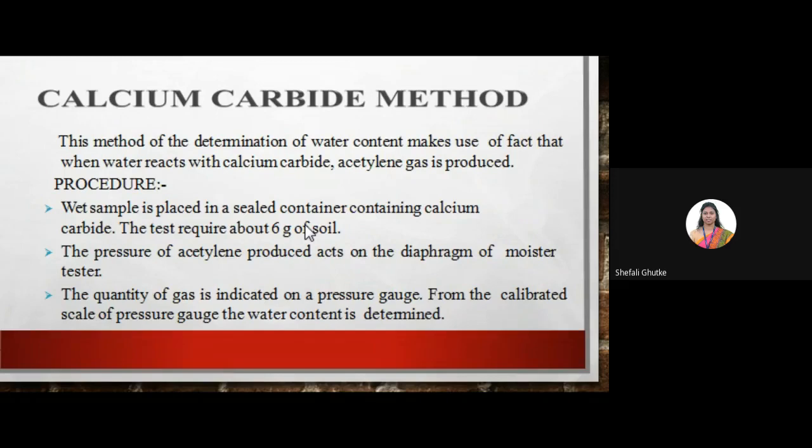Procedure: the wet sample is placed in a sealed container containing the calcium carbide. The test requires about 6 gram of soil. The pressure of the acetylene which is produced acts on the diaphragm of the moisture tester. Then the quantity of gas is indicated on a pressure gauge. From the calibrated scale of the pressure gauge, the water content will be determined.